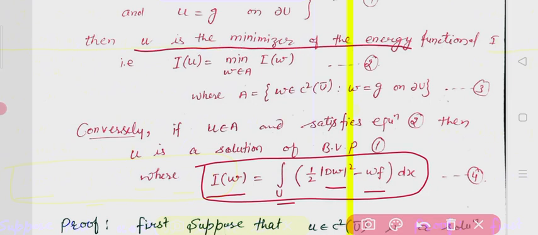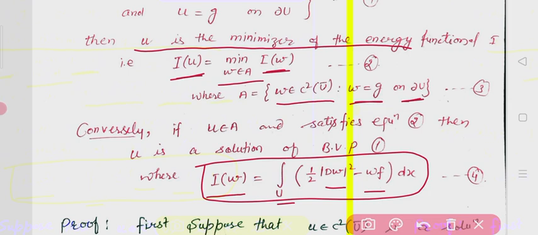So what does it mean? That means you have to show that capital I at u will be equal to the minimum of I of w for all w belonging to A. But what is A? A is the set of all those twice continuously differentiable functions which are equal to g on the boundary of U. Okay? So that is A. So for all such w, we will compute the value of I of w. Among those values of I of w, the minimum value will be that of I of u, right? This thing you have to show.